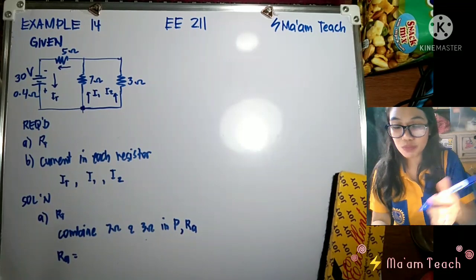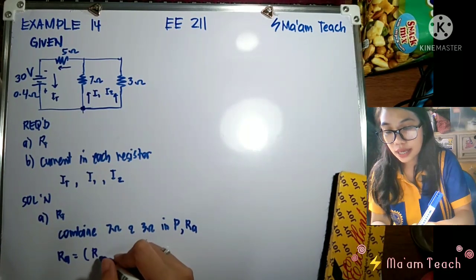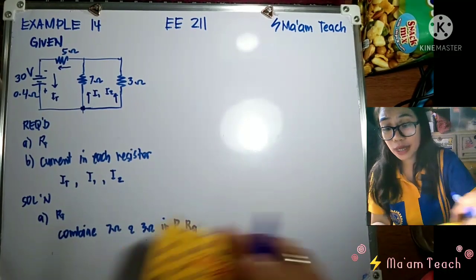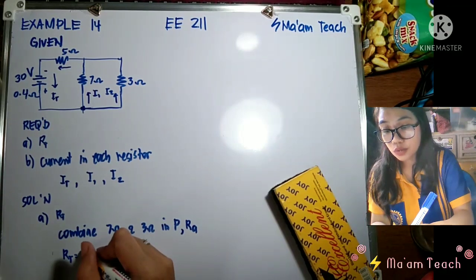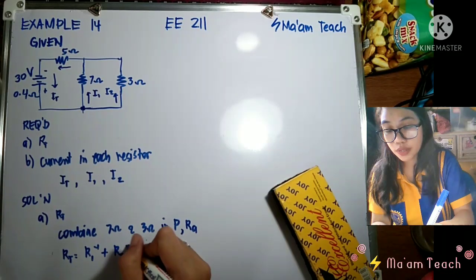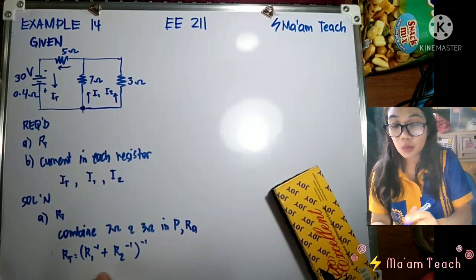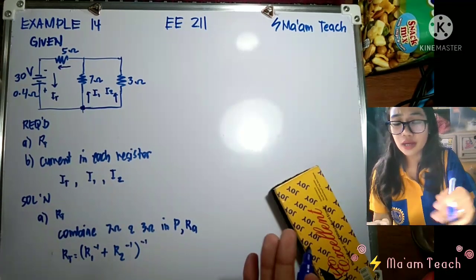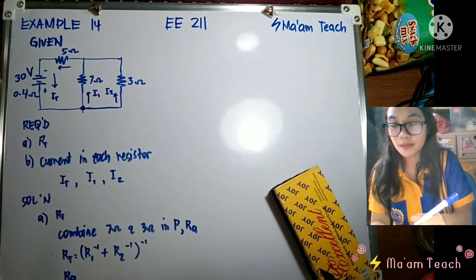each of the resistors, which means that our general formula is like this: R sub t is equal to R sub 1 to the negative 1 plus R sub 2 to the negative 1, all raised to negative 1. So in this case, our R sub 1 will be 7 ohms and our R sub 2 is 3 ohms. Anyway, you can interchange that. So we are trying to solve for R sub A.